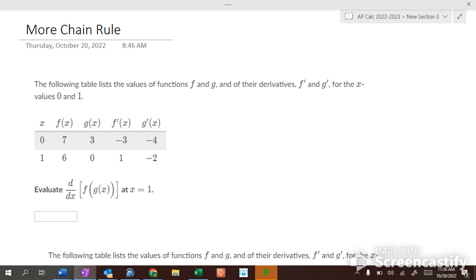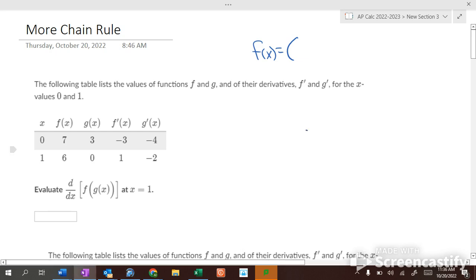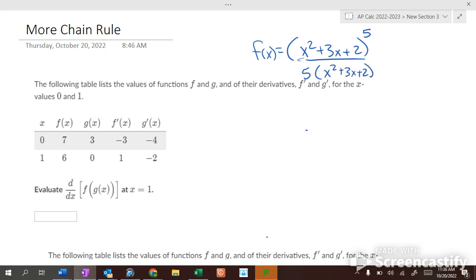So more chain rule. Remember the chain rule is like if we have f of x equals x squared plus 3x plus 2 to the 5th power, this is the inside function. So you take 5 times the inside function to 1 less power times the first derivative of that inside function. Okay? That's the chain rule. That's the basics of it.